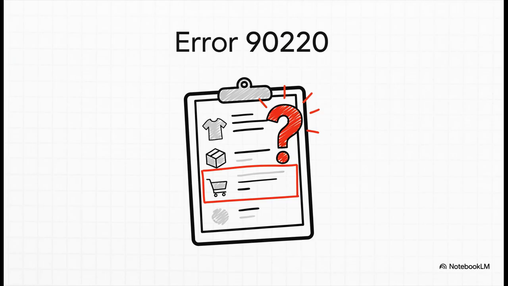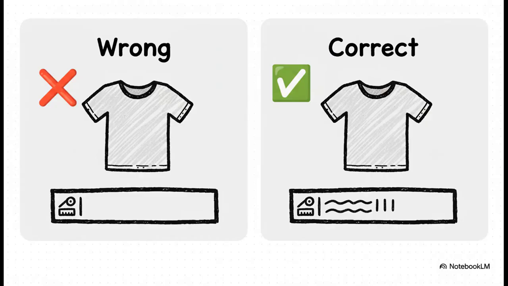Error 90220. This is basically the digital version of leaving a mandatory question blank on a form. Amazon needs certain bits of info to properly categorize your product, and if you miss one, bam, you get this error. And as you can see, the problem is super straightforward. Selling a t-shirt, you absolutely have to tell them the size. Selling shoes, you've got to declare the gender. Leaving these fields blank just isn't an option. You've got to fill them in correctly, just like you see on the right side. That's the only way forward.